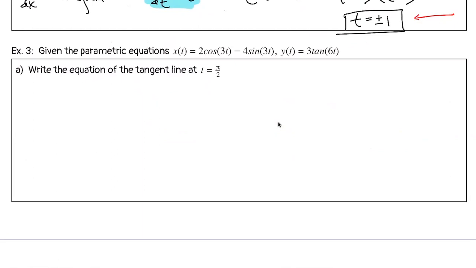All right, so example 3, given the parametric equations x equals 2 cosine 3t minus 4 sine 3t and y equals 3 tangent 6t, okay?